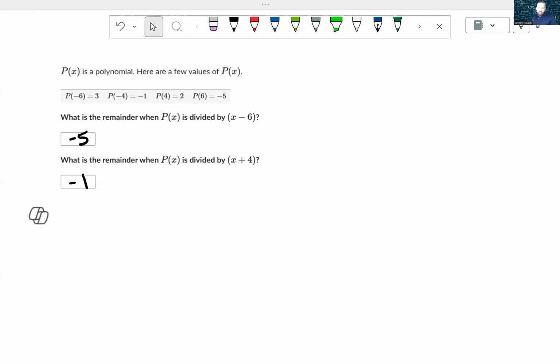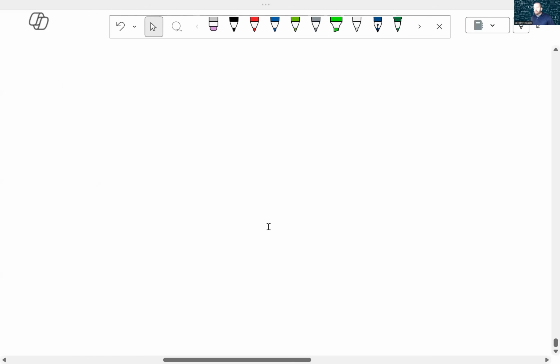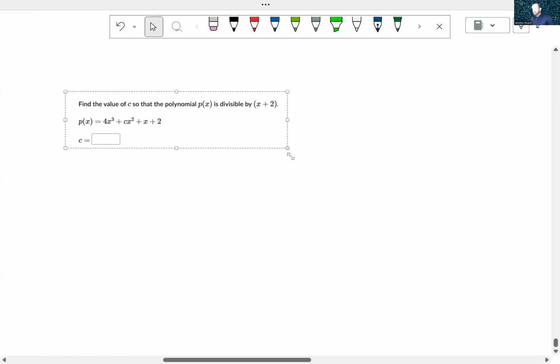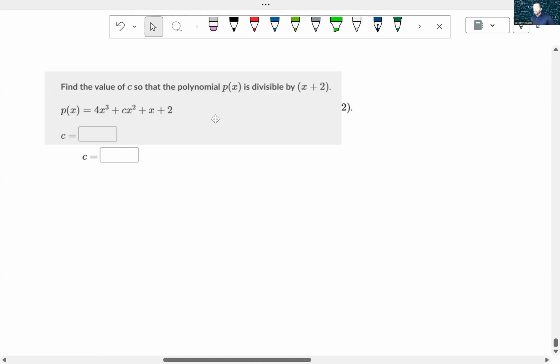Okay, the next one is finding the factors with the remainder theorem. This one's very similar, but this time we're missing some different information. Before we were trying to find what k was, now we want to find what c is, which is the coefficient of our x squared term in this polynomial p of x. So it says if we divide this by x plus 2, we get this answer here.